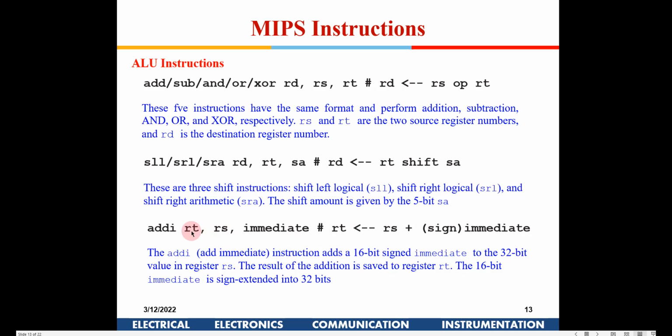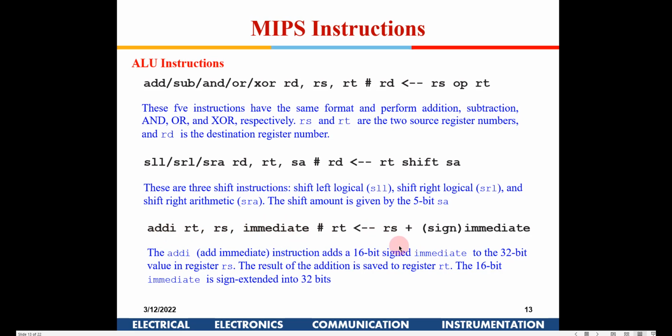So I can write ADDI A, B and then a 16-bit data. Whatever 16-bit data I write will be added to the contents of register B, and the result will be stored in register A. So if I write A, B, and say 40, then 40 will be added to B and the result will be stored in RT. So this is known as add immediate.